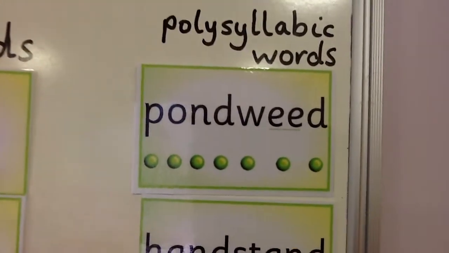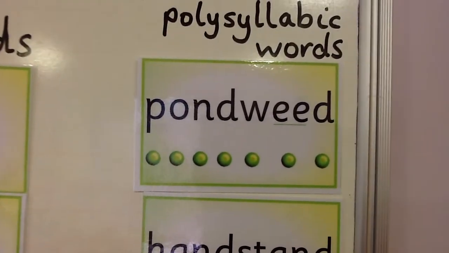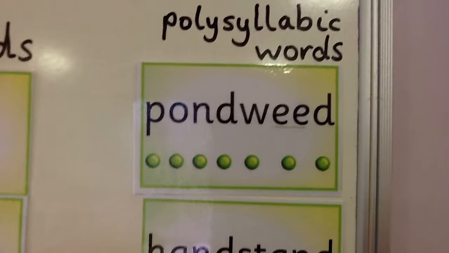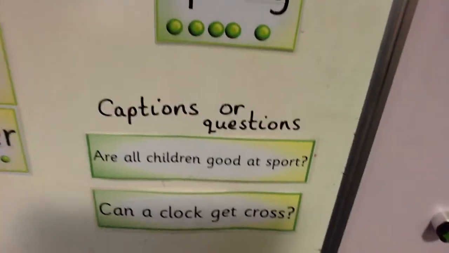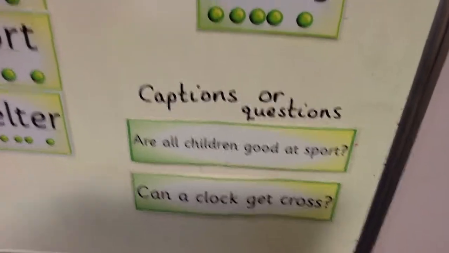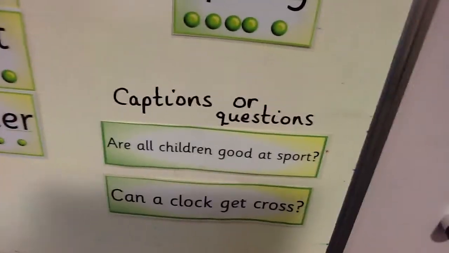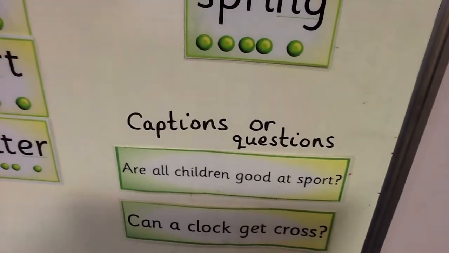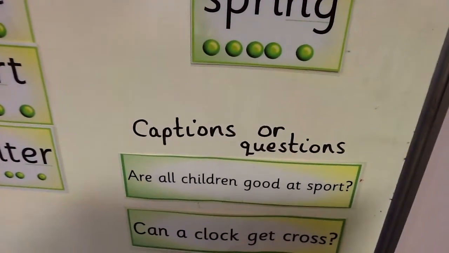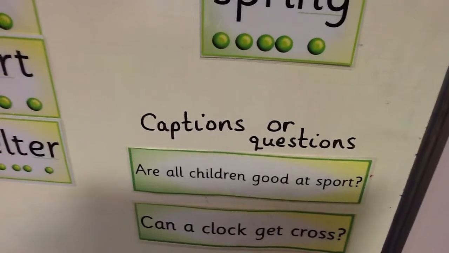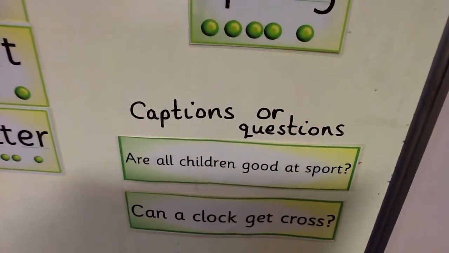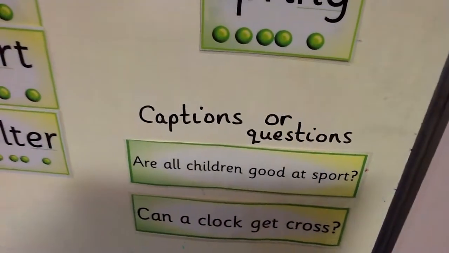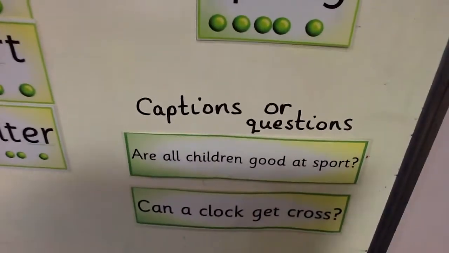Okay, then we've got polysyllabic words, which are basically 2 words joined together to make a longer word. Sorry, so pond, weed, pondweed. Okay, and then we also build those into captions or sentences or questions, and we play lots of games such as yes/no games, building in the words and tricky words such as are all children good at sport, can a clock get cross, and it's just building up all of that into reading sentences.